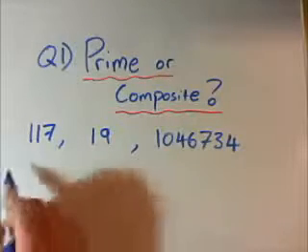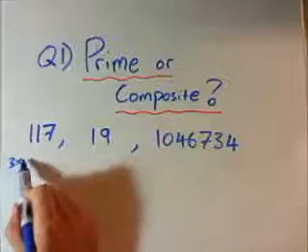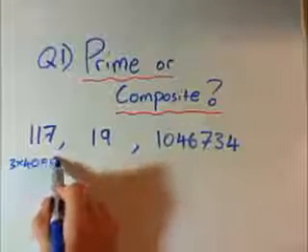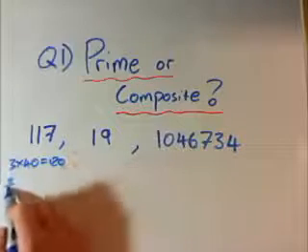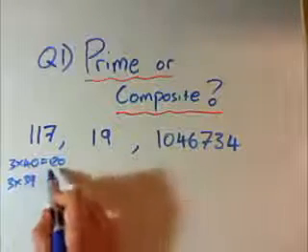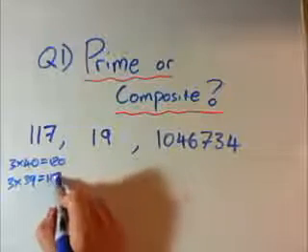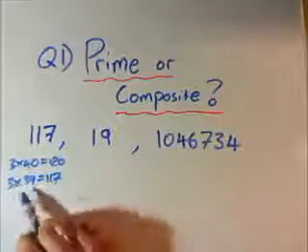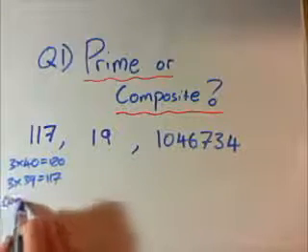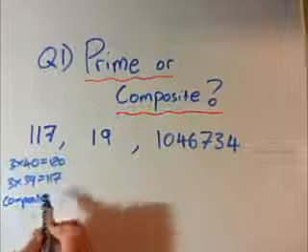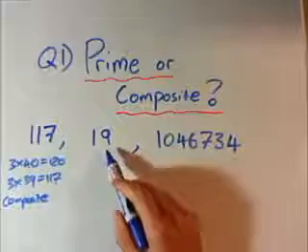Well, let's get near it. I know that 3 times, let's say, 40 equals 120. Okay, that's good. I'm really close. So therefore, if I went 3 times 39, 3 less than that would be 117. So there we go. 3 goes into 117. So I can say that 117 is composite. Great. Now let's have a look at 19 now.